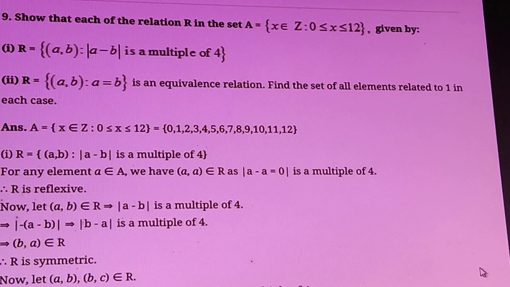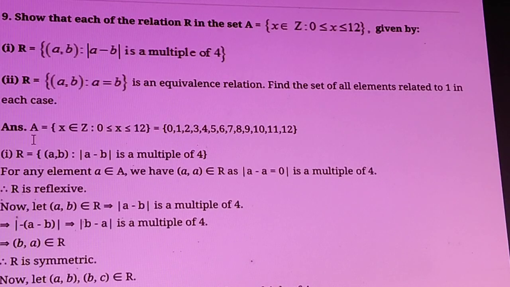Then question number 9. Show that each of the relations R in the set A = {x belongs to Z : 0 ≤ x ≤ 12}, given by first, R = {(a, b) : |a − b| is a multiple of 4}, and the second, R = {(a, b) : a = b}, is an equivalence relation. Find the set of all elements related to 1 in each case.